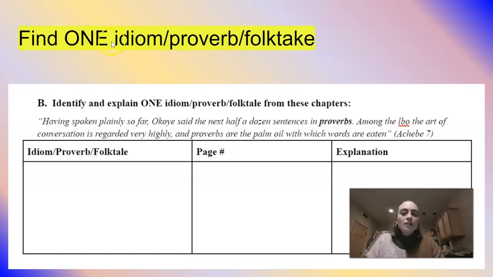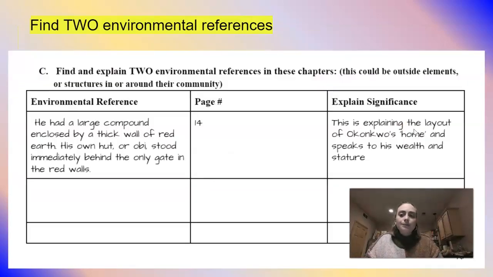You only need to find one of either an idiom, a proverb, or a folk tale. You don't need to find one of all three. So that should be very easy for you to do because there's so many of them throughout the text. So you'll write the quote down of the idiom or the proverb or the folktale, the page number, and then explain a little bit why you think Achebe included that and what it might mean. What is its significance?